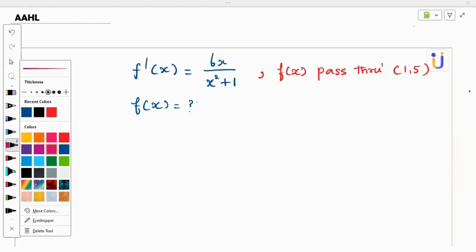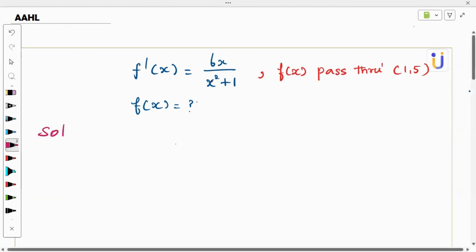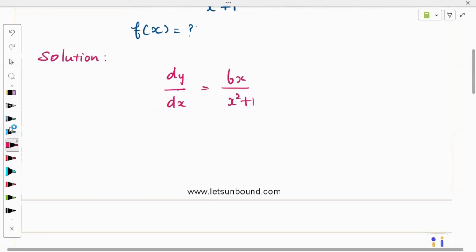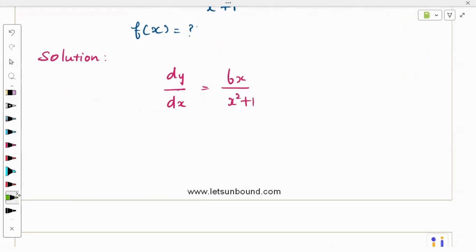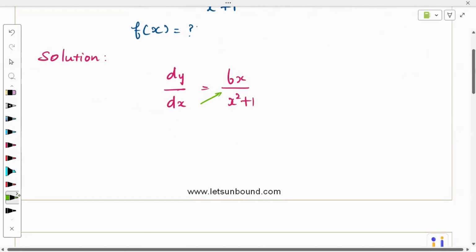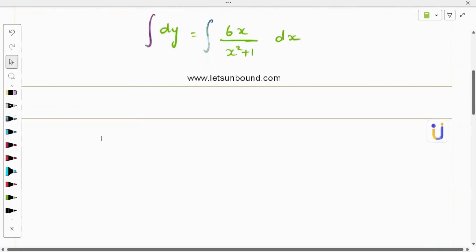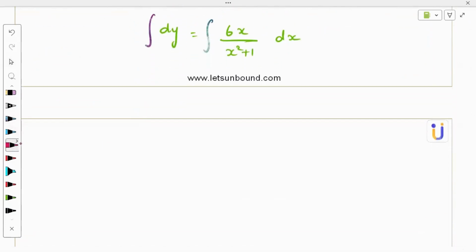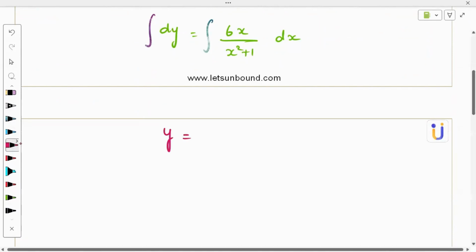For my convenience, I'm going to write it this way. f dash of x, what is the other way to write it? It's dy by dx, isn't it? So dy by dx equals 6x by x square plus 1. And I can integrate. So first let me take the dx over there. So dy equals 6x by x square plus 1 dx, and integrate on both sides. Indefinite integration. So integrating dy, you will get y equals.